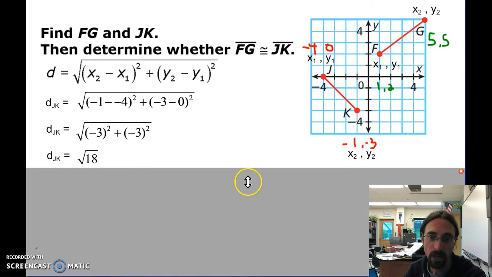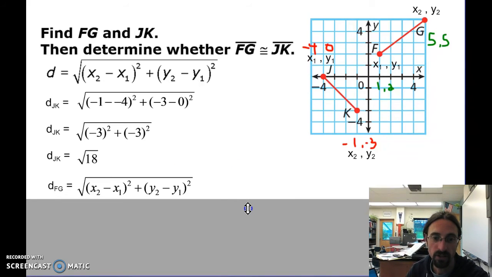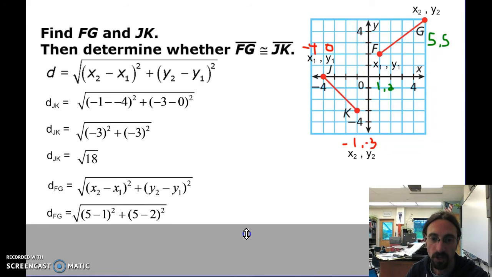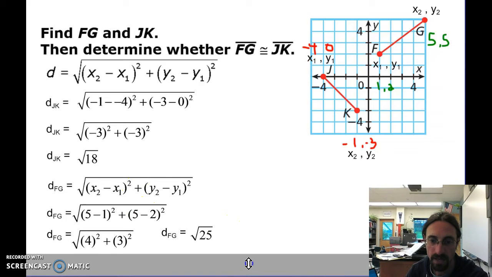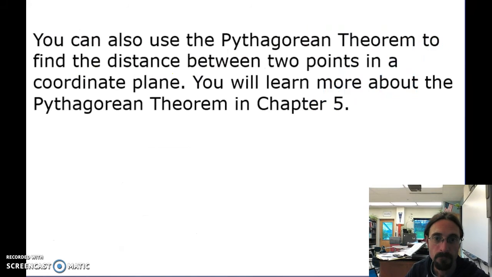Now do the same exact process for FG. Now if you didn't do JK correctly, go ahead, pause now and redo FG. All right, welcome back. Let's see how you did. So again, the same setup using the distance formula. I'm substituting the coordinates. It will work either way so long as you do it consistently across. So I've got 5 minus 1 squared plus 5 minus 2 squared. And I get the length of FG is the square root of 25, or 5. But I do know, determine whether these two are congruent. They are not.